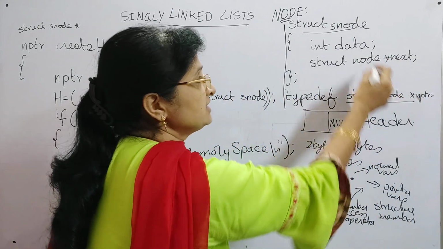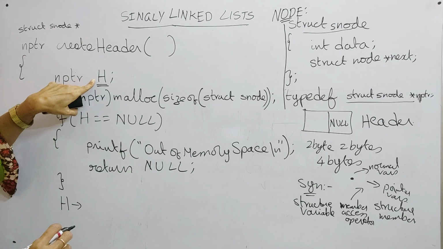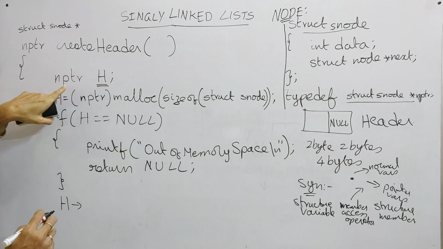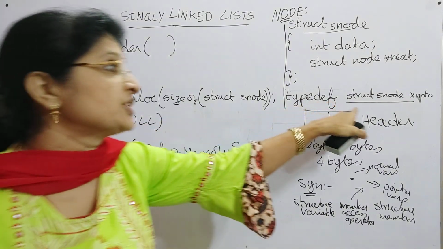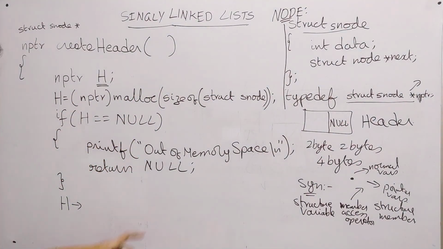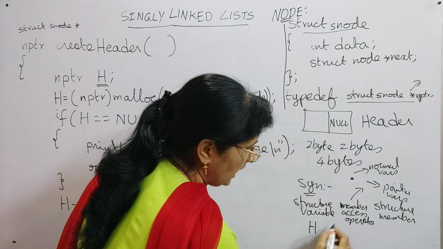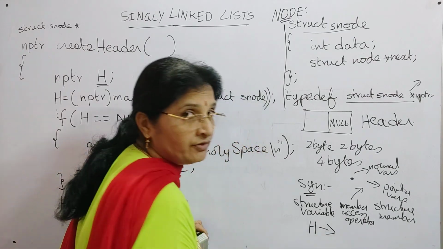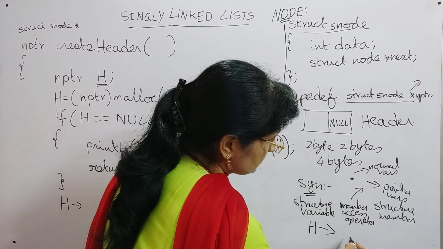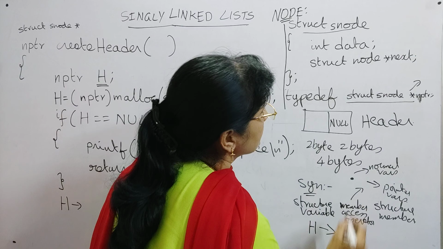So now here what is our variable? Here H is of which type of variable? It is a pointer variable, because it is the data type of struct. NPTR means what? It is struct node asterisk. Here asterisk is there. That means it is a pointer. So the structure variable is H and the member access operator is hyphen greater than. And what is the structure member? Here we have two members. One is data and another one is next.